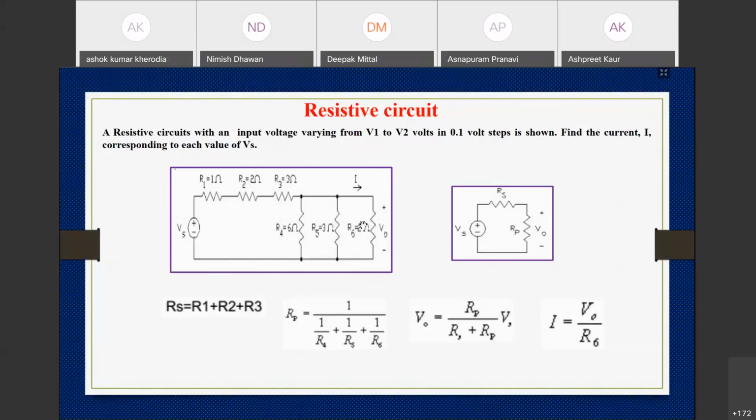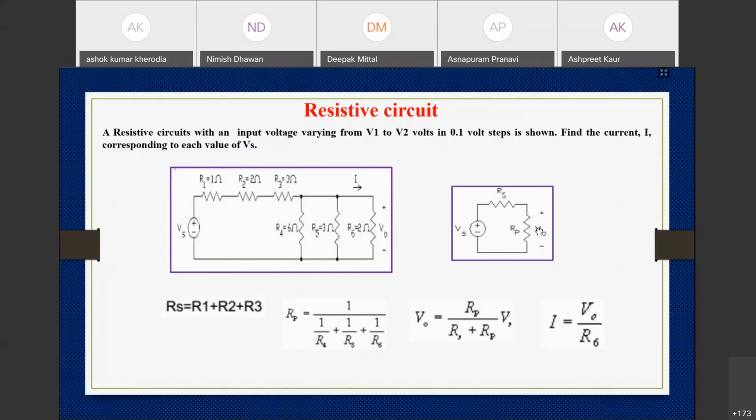How do you find the current if you are doing it manually? You calculate the sum of the three series resistances and the parallel resistance of the three branches. Rs will be R1 plus R2 plus R3, and for the parallel resistance, 1 by Rp equals 1 by R4 plus 1 by R5 plus 1 by R6. Because of that you get this equivalent circuit, where this is the source Vs, this is the series resistance, and this is your parallel resistance.